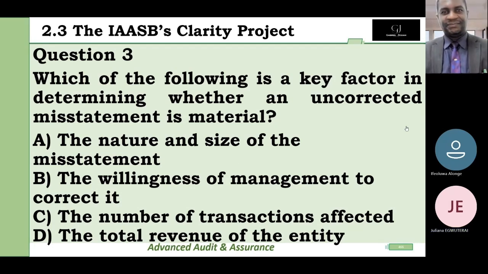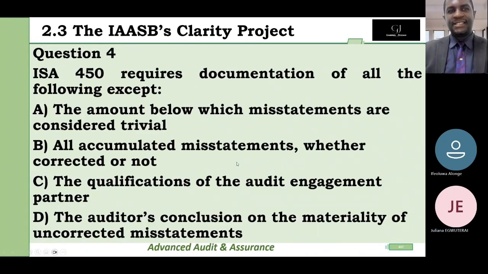Okay. Number 4. ISA 450 requires documentation of all the following except: A, the amount below which misstatements are considered trivial. B, all accumulated misstatements, whether corrected or not. C, the qualifications of the audit engagement partner. D, the auditor's conclusion on the materiality of uncorrected misstatements.